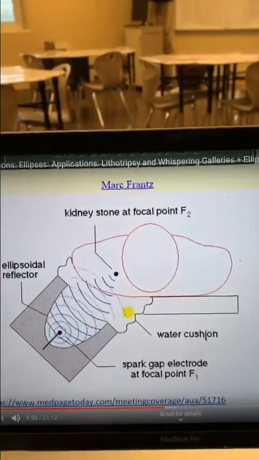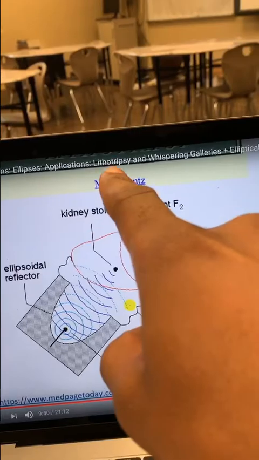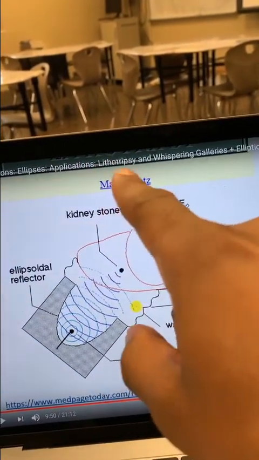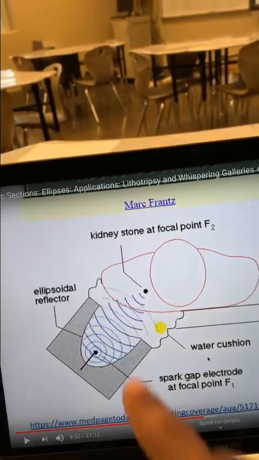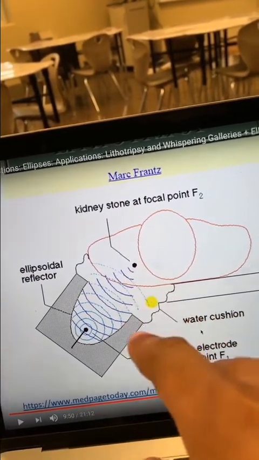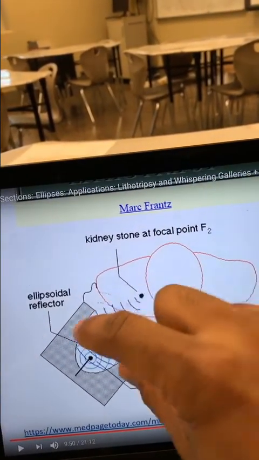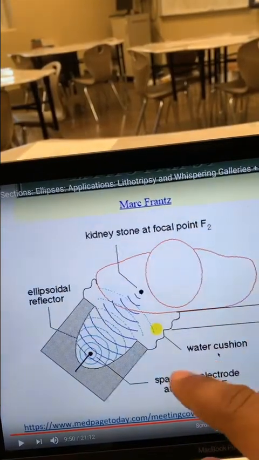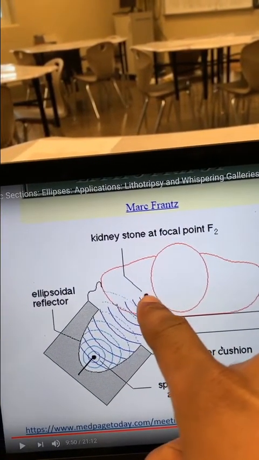All right, so here's the medical application of lithotripsy. I think that's how it's pronounced. It's a weird word, but this is how we eliminate or destroy kidney stones. So we locate the kidney stone in the patient. They lay them on a special bed or water cushion, and this device right here we place against them. So using our medical technology, we can locate the kidney stone here.